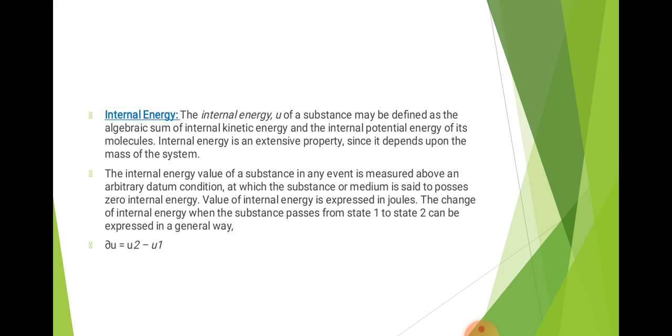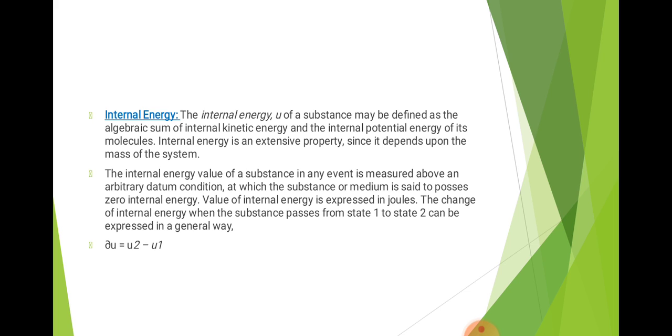Now moving forward, we see the information about the internal energy. So what is meant by internal energy? The internal energy is denoted by U, and for a substance it may be defined as the algebraic sum of internal kinetic energy and the internal potential energy of its molecules. Internal energy is an extensive property since it depends upon the mass of the system.